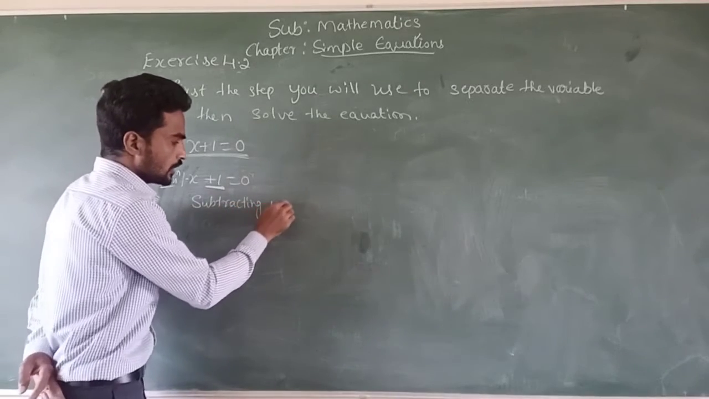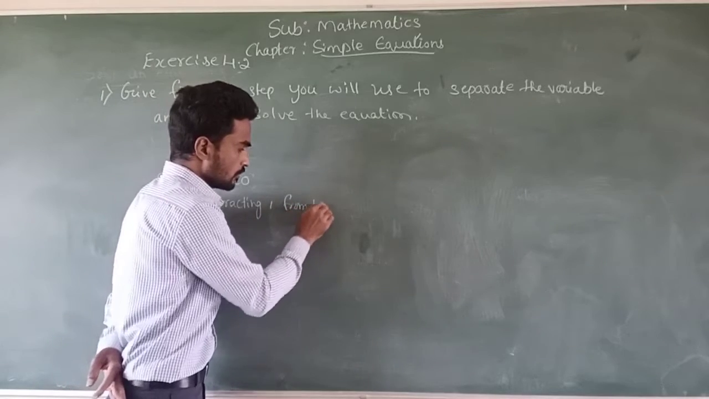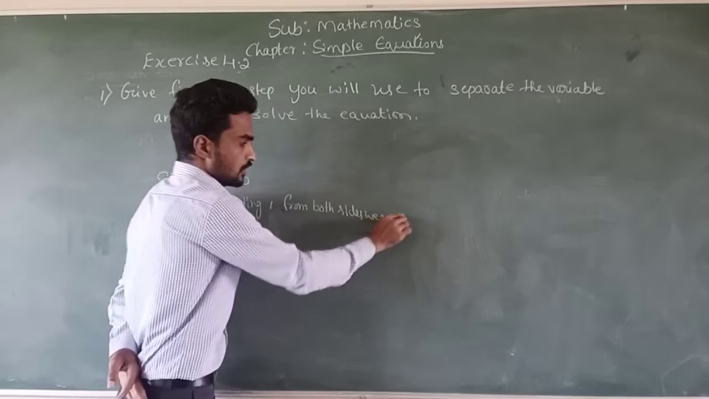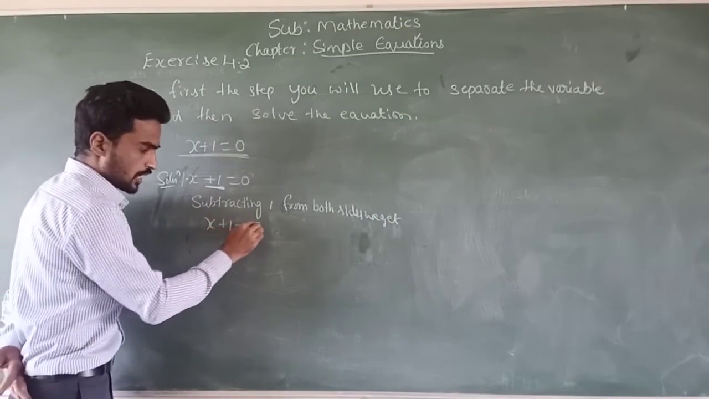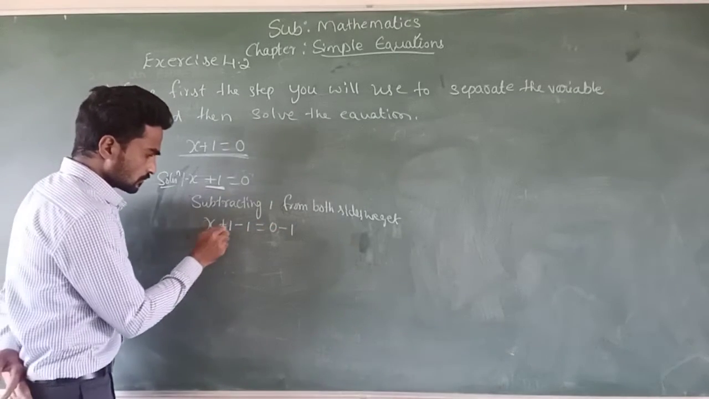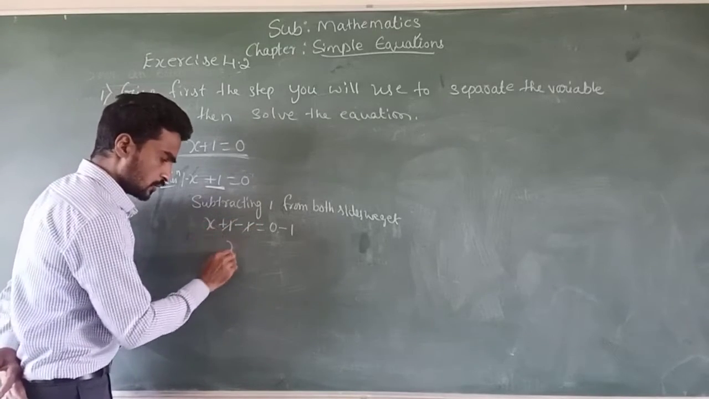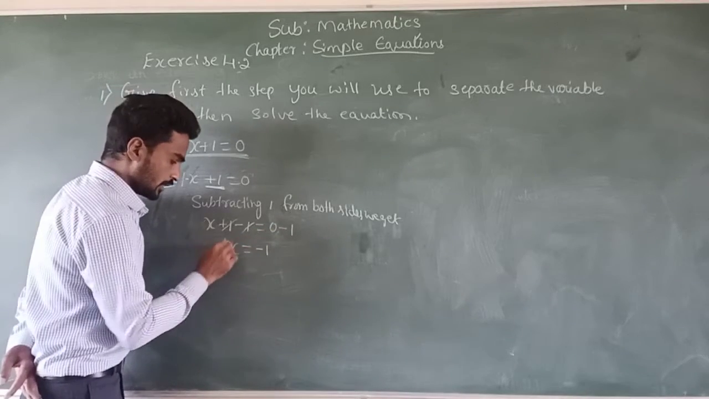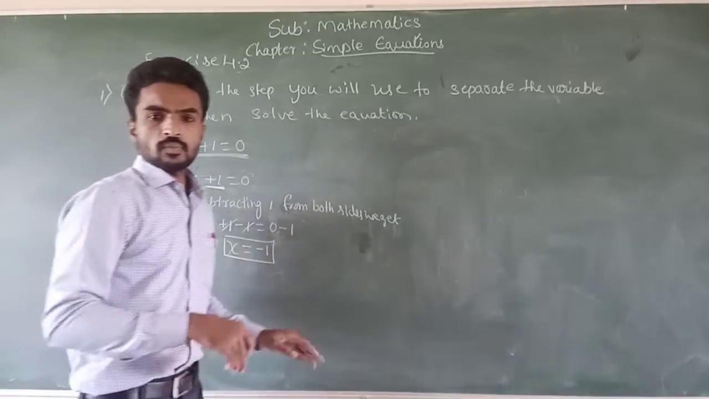Subtracting 1 from both sides, we get x plus 1 minus 1 that is equal to 0 minus 1. Then plus 1 minus 1 will be cancelled out, remaining is the variable separated, that is equal to 0 minus 1. We already know that 0 minus 1 is equal to minus 1.